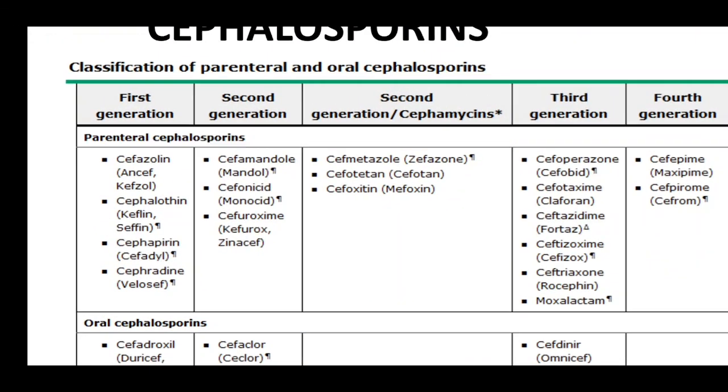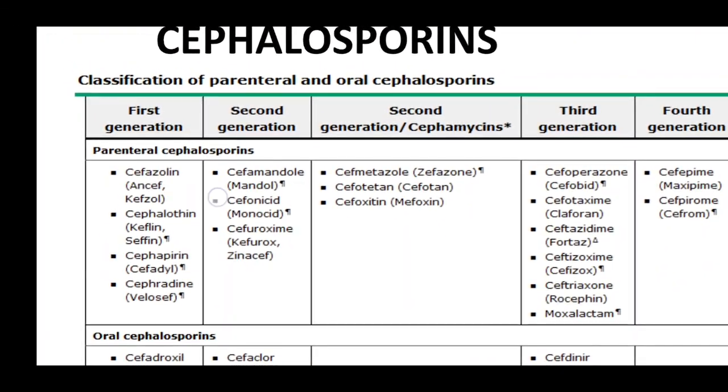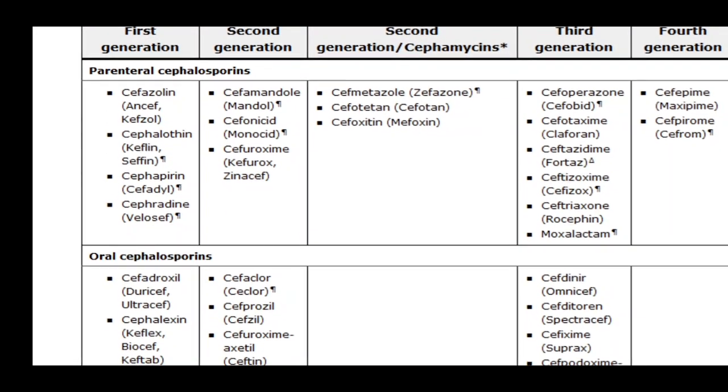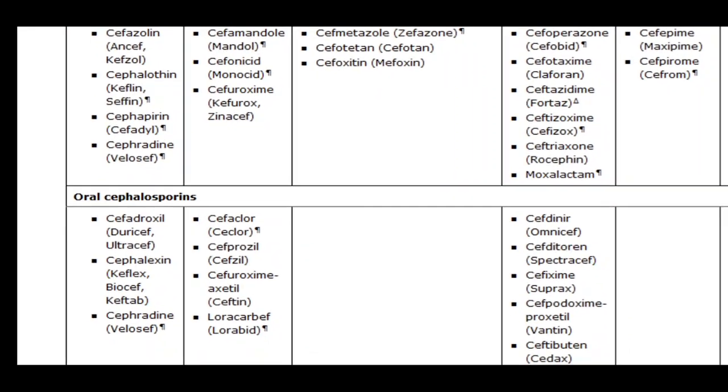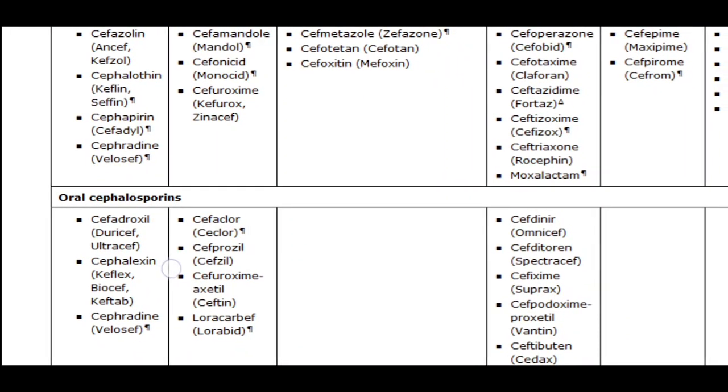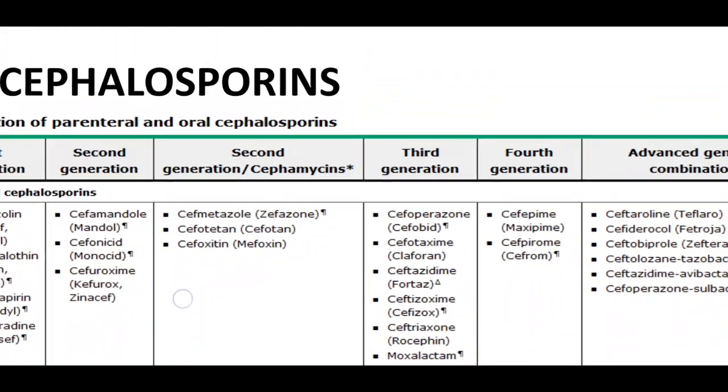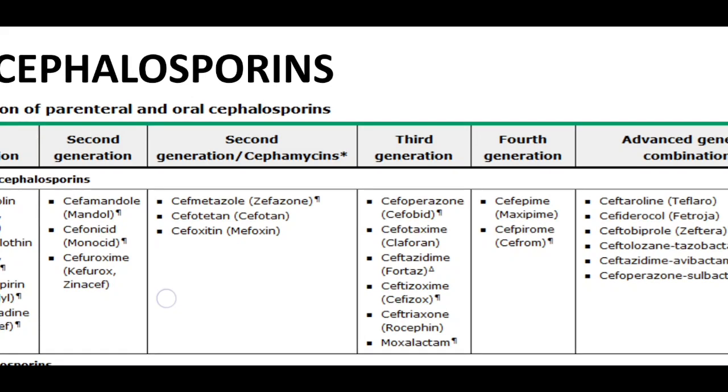In case of second generation cephalosporin, we have cefamandole, cefonicid, cefuroxime as parenteral preparations, and in case of oral cephalosporins, the second generation consists of cefaclor, cefprozil, cefuroxime, loracarbef. Second generation also consists of cefmetazole, cefotetan, and cefoxitin.